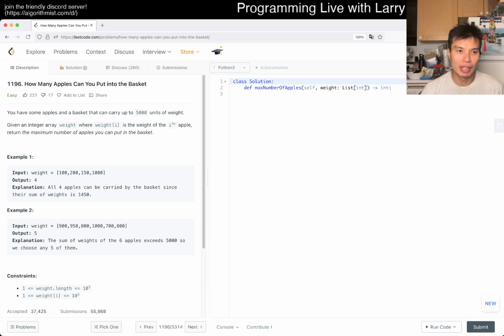You have some apples and a basket that could carry 5,000 units of weight. I cannot read apparently. Given an integer array weight, where weight supplies the weight of the apple, return the maximum number of apples that you can put into the basket. Okay, so I mean, I think it could be a little bit tricky.